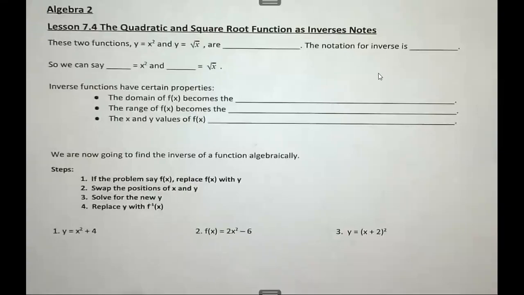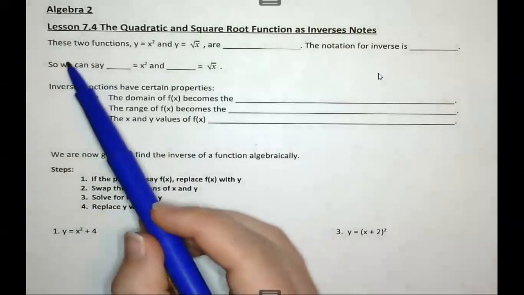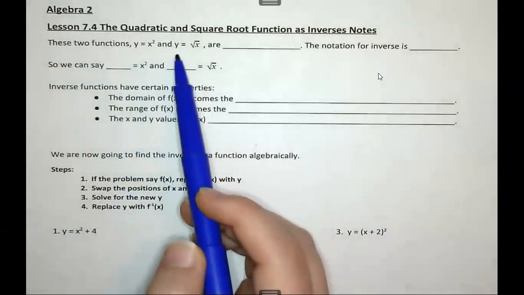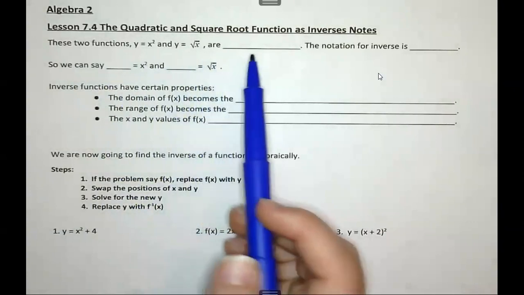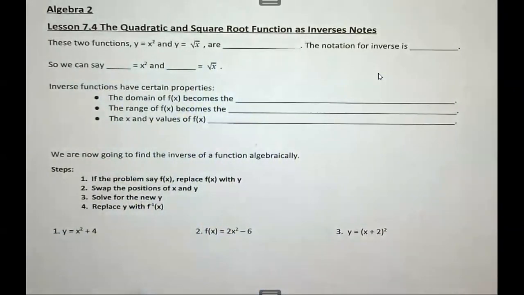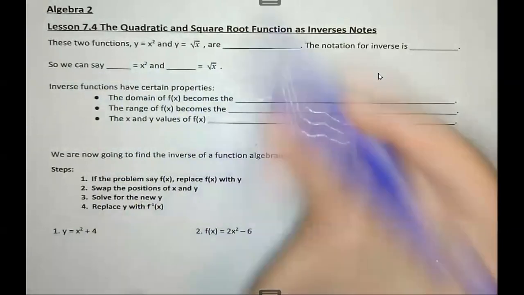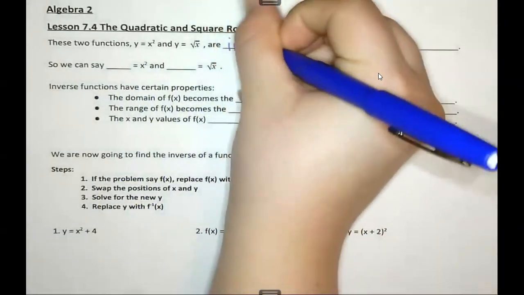Okay, so we are talking about quadratic and square root functions as inverses. We talked about inverses earlier in the unit. We said that to find the inverse coordinate points, all you had to do was switch the x and y value. So our first coordinate point and our second coordinate point, which was the inverse, ended up being complete opposites. So right here, they say that the two functions y equals x squared and y equals the square root of x are what? Well, squaring something and taking the square root of something are opposites. Therefore, these two functions are inverses.